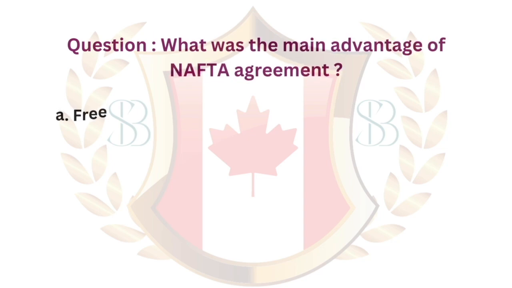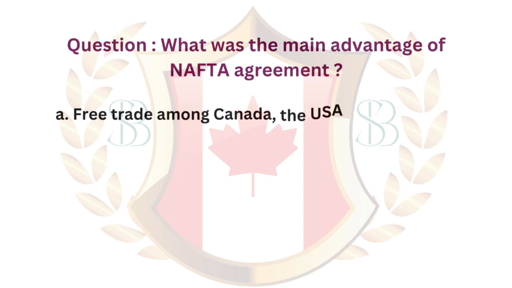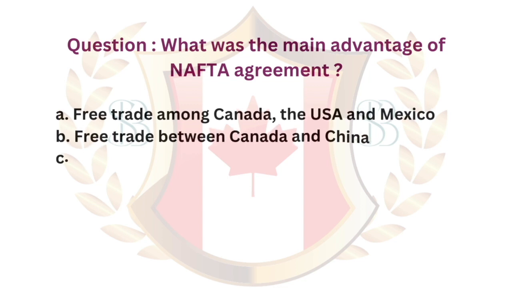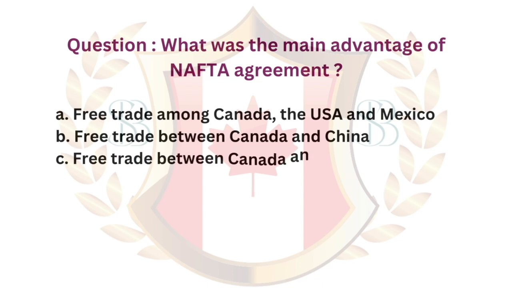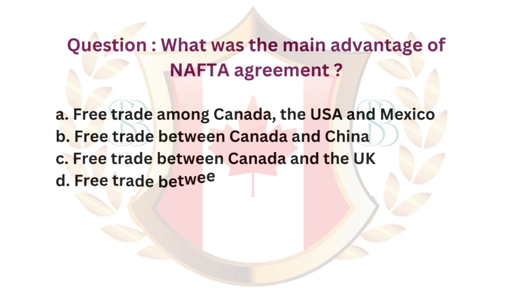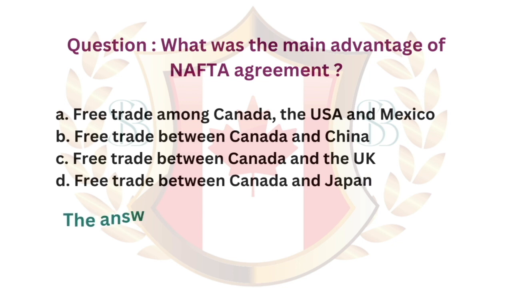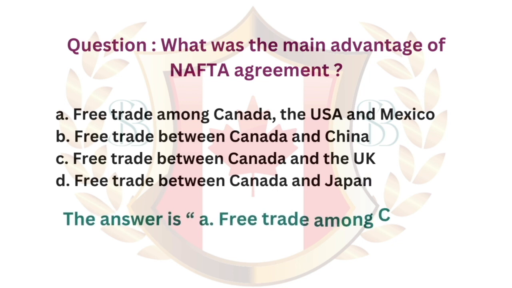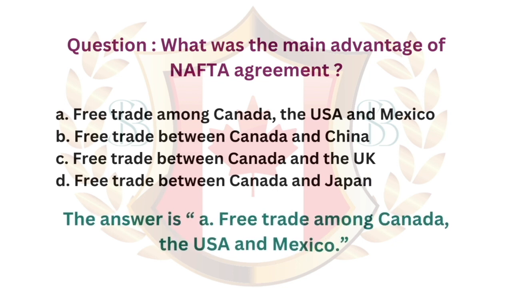Question. What was the main advantage of NAFTA agreement? A. Free trade among Canada, the USA and Mexico. B. Free trade between Canada and China. C. Free trade between Canada and the UK. D. Free trade between Canada and Japan. The answer is A. Free trade among Canada, the USA and Mexico.